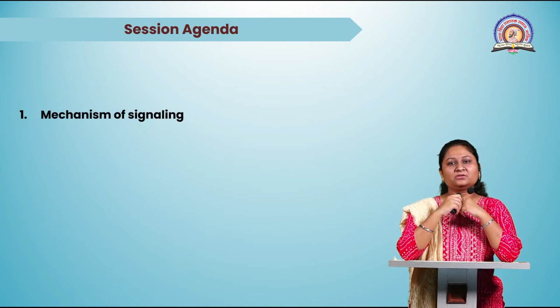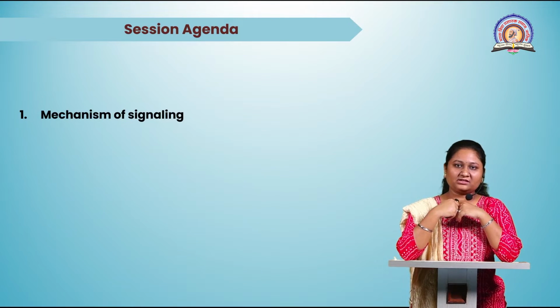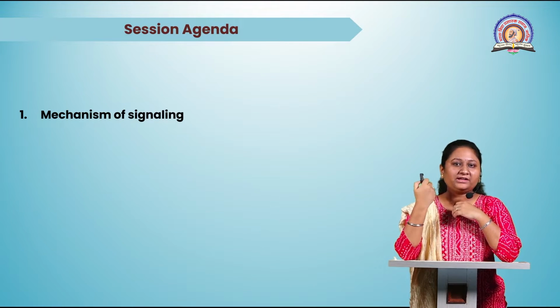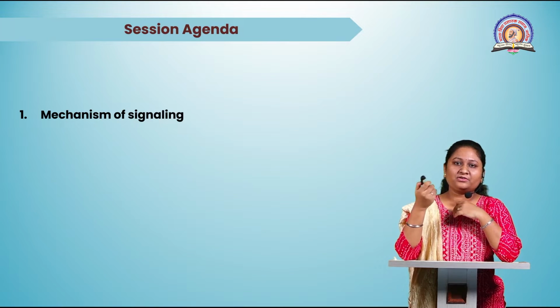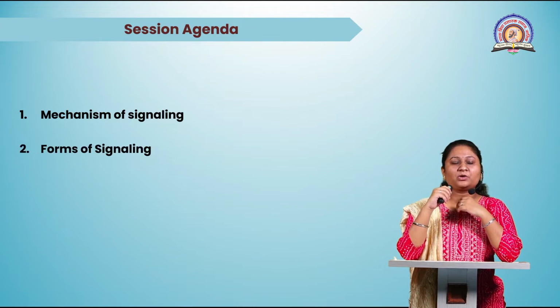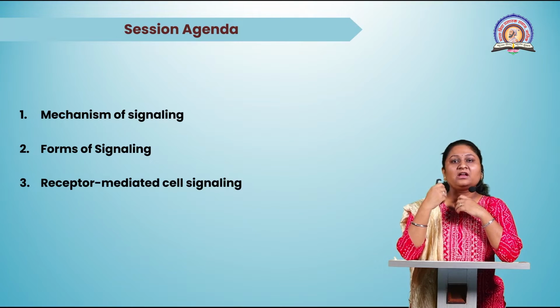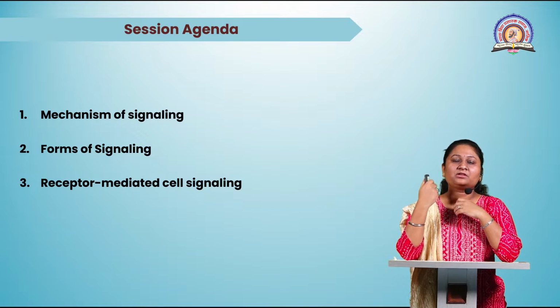So, in today's session, first of all, we'll discuss what is cell signaling. That is, we'll discuss the mechanism of signaling: how the signaling takes place, how the signaling molecules are released, and how they bring about the cell response. Then we'll see different forms of signaling based on the different signaling molecules used and where they go and bind. And later on, we'll see how the receptor mediated cell signaling takes place.